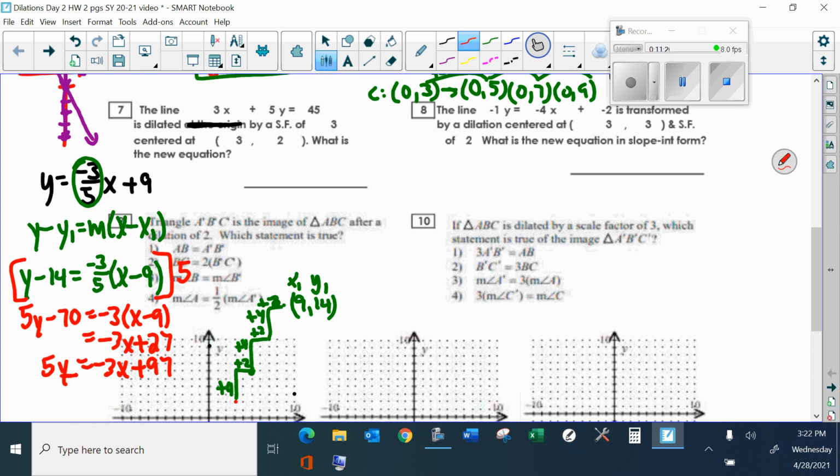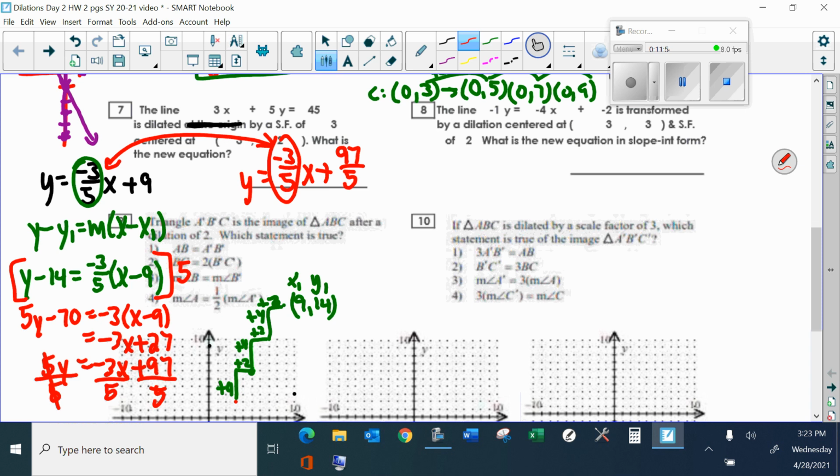And lastly, I divide by 5 on each term. And now I'm in slope-intercept form. So that equation is y equals negative 3/5 x plus 97/5. Okay, notice my slope came out to be exactly the same, because it should. Remember, parallelism is preserved. Okay, so there's that answer.